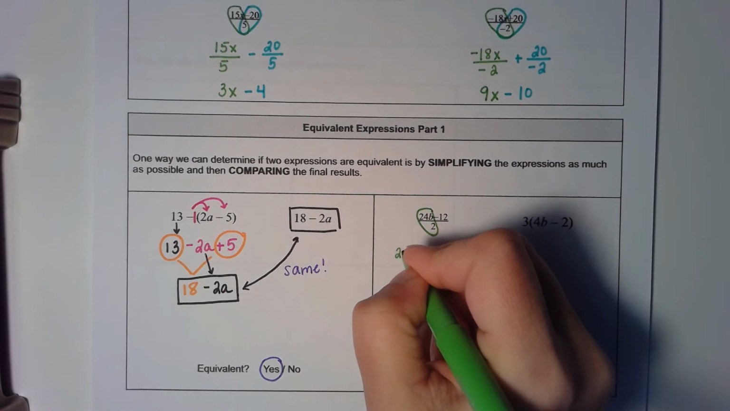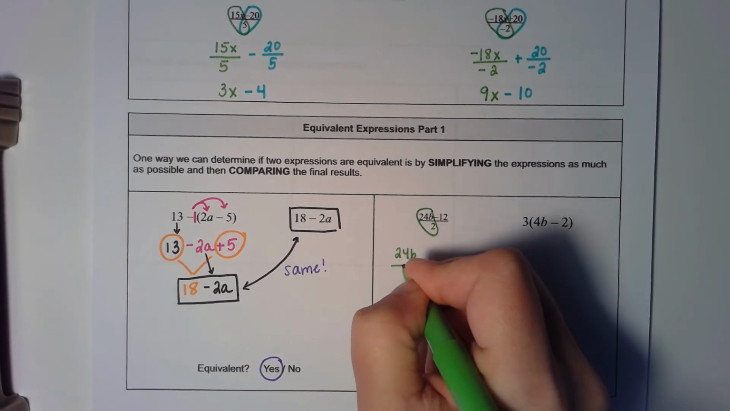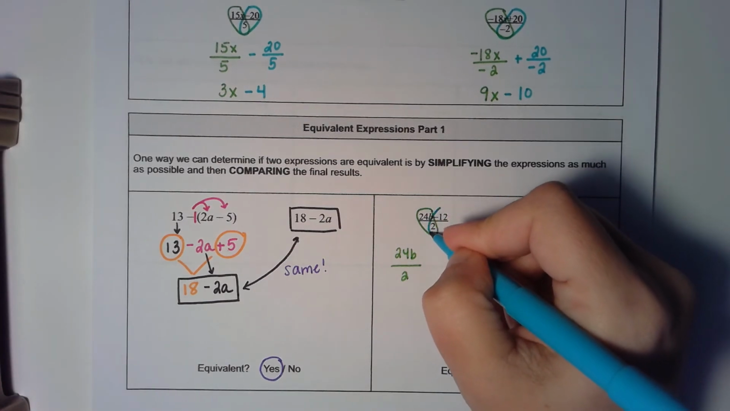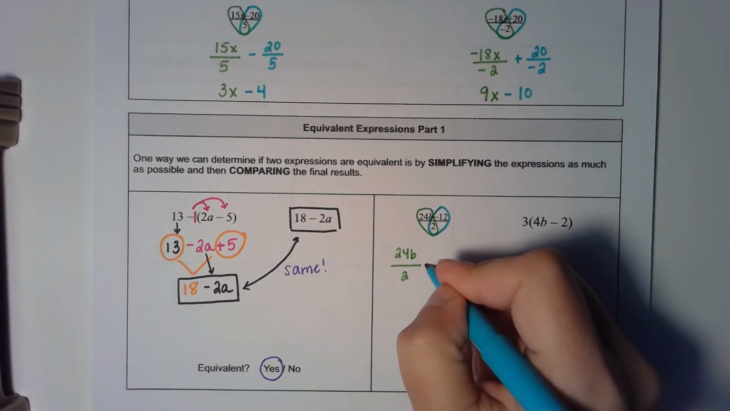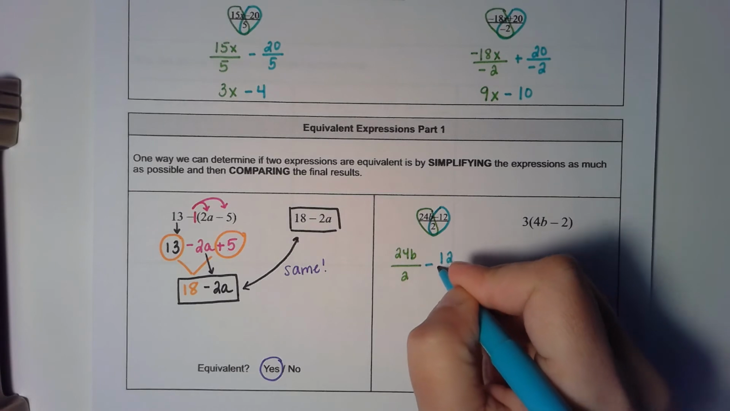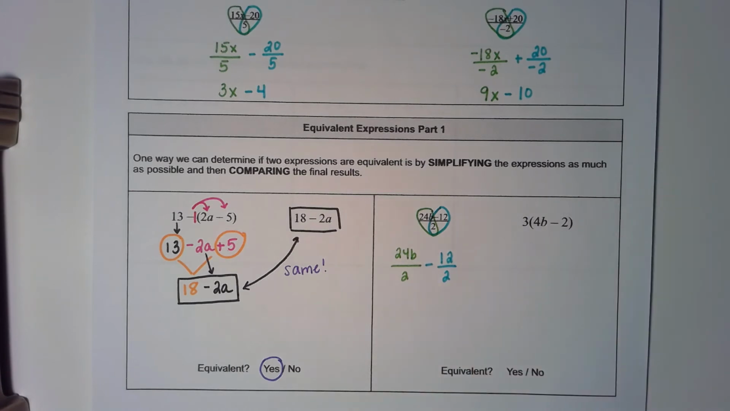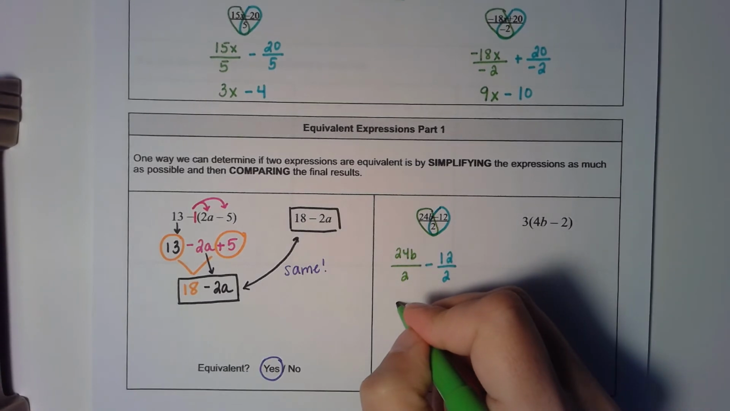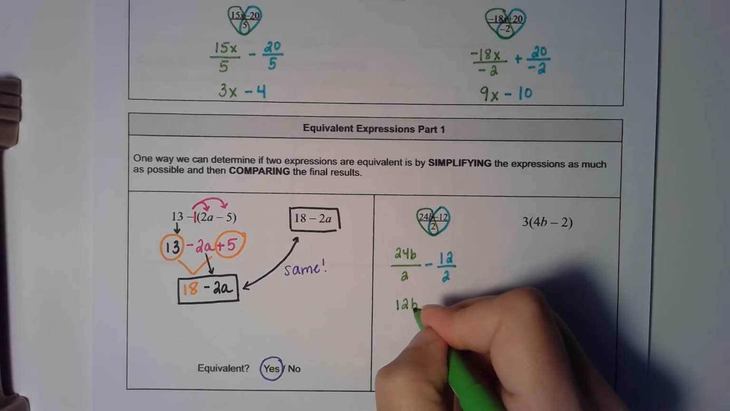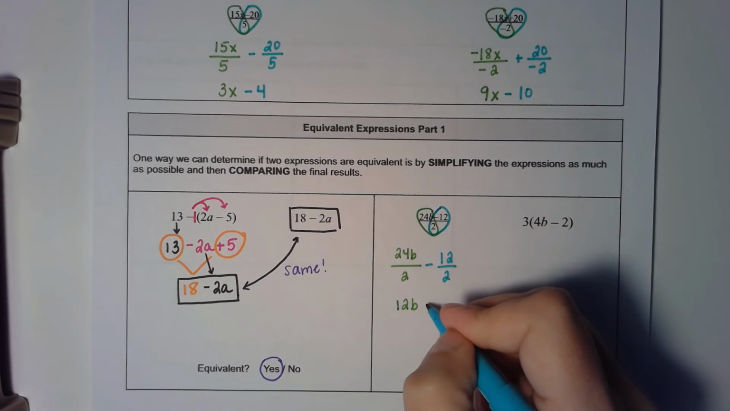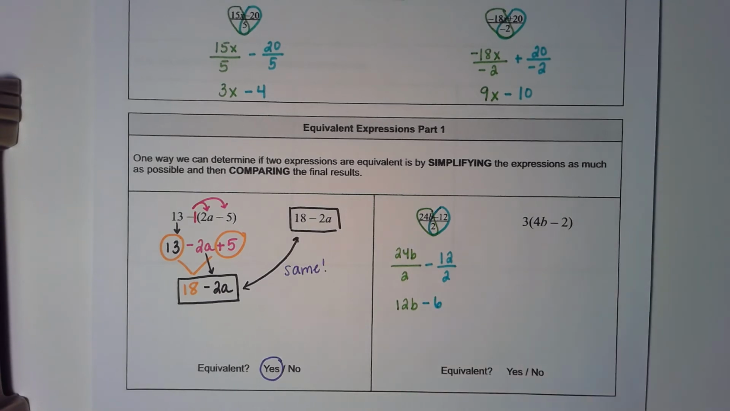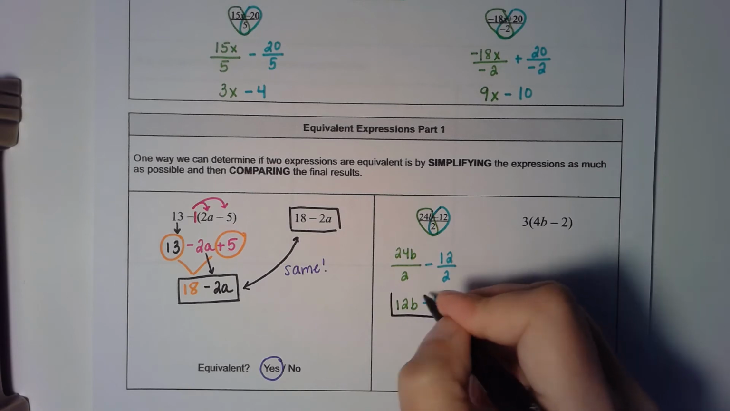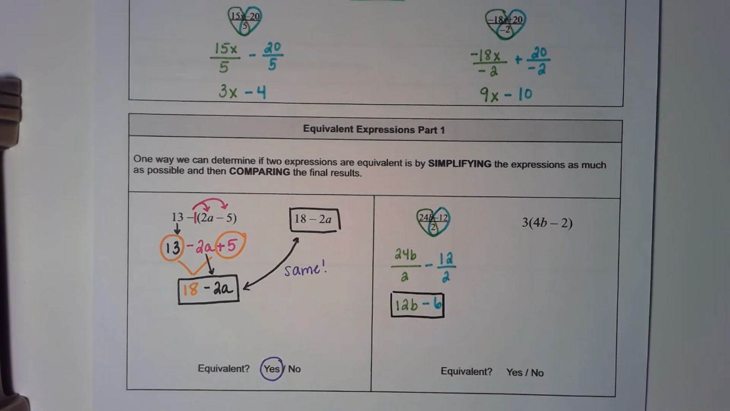So I'm going to have 24b divided by 2, and then separately, I'm going to have -12 divided by 2. So I'm going to put a minus and then 12 divided by 2. Now, if I simplify these one at a time, 24 divided by 2 is 12b, and 12 divided by 2 is 6, so I'm going to put -6. And this is going to be my simplified version of my first expression.